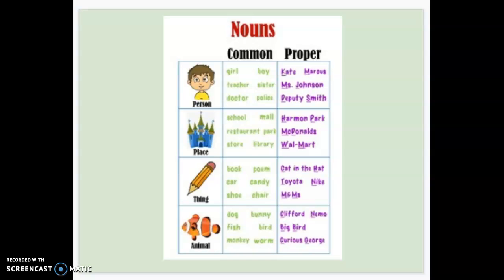We have been talking about the difference between common nouns and proper nouns in the classroom. So I want to do a little bit of a review with you, and then I have an activity that I would like you to do.